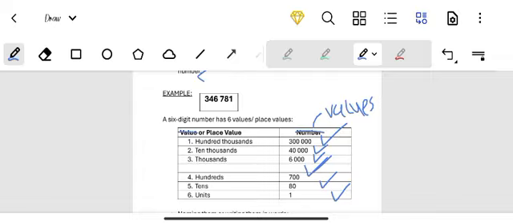So we have the place value, we have the values. What is the place value? It's more like writing that number in words. Then what is the value? It's writing that number in digits or in numbers.